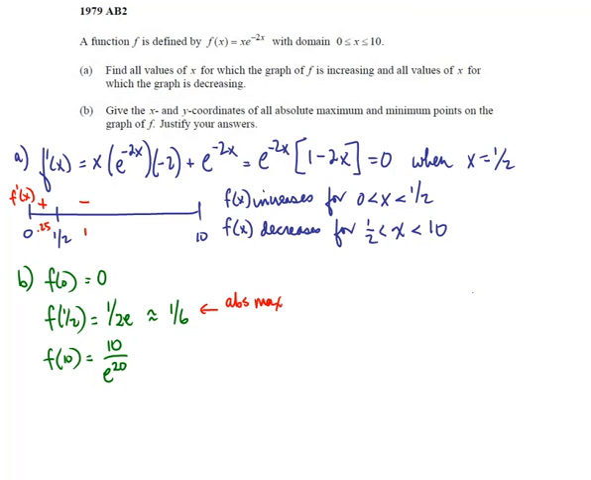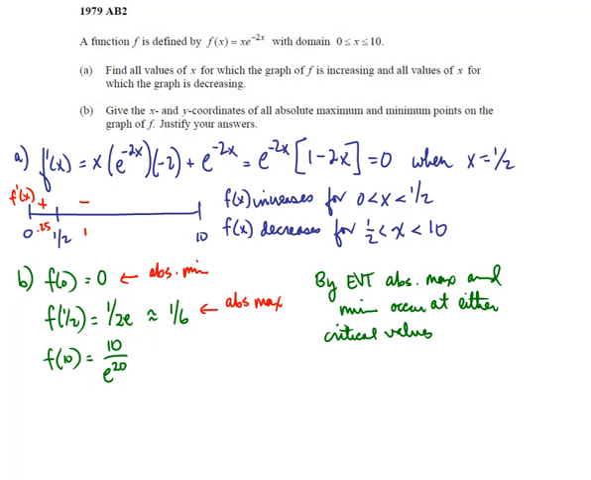So 1/6 will be the absolute max, 0 will be the absolute min, and I just state for justification that by the extreme value theorem, absolute max and min occur at either critical values or endpoints, and that's good enough. So that'll do it for this problem.